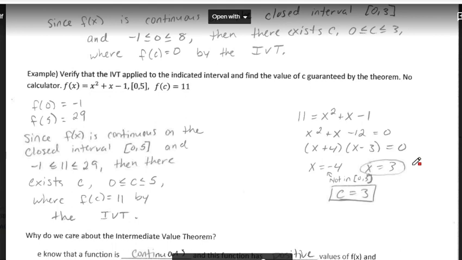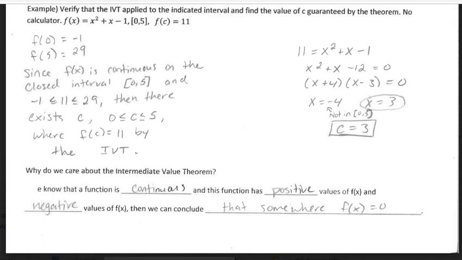Now this is where we have to be careful because we did get two values of x here, but we have to keep in mind that we're looking at a specific interval, 0 to 5. And -4 does not fall in that interval. So our only value of C here is going to be 3. So just be careful when we're working with specific intervals, make sure we're staying within that interval.